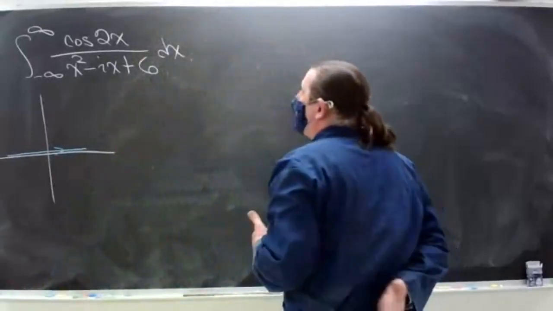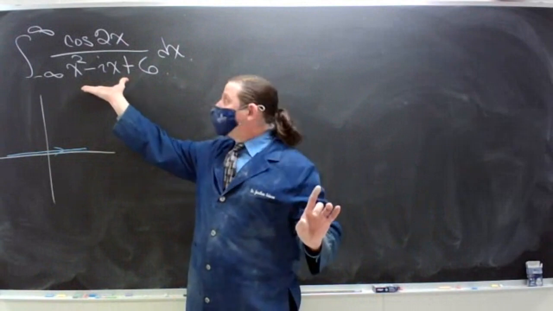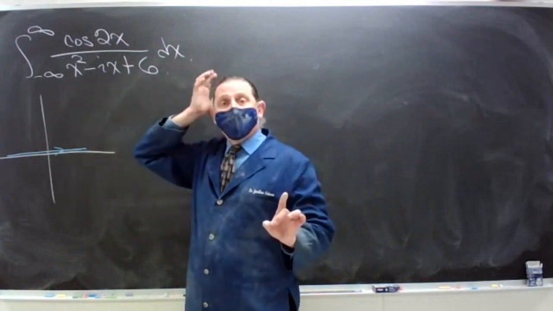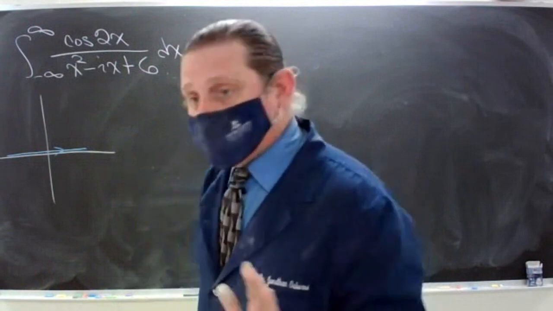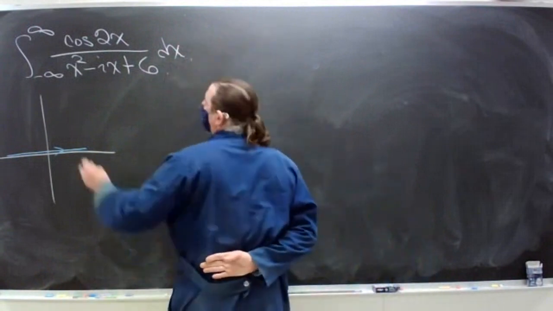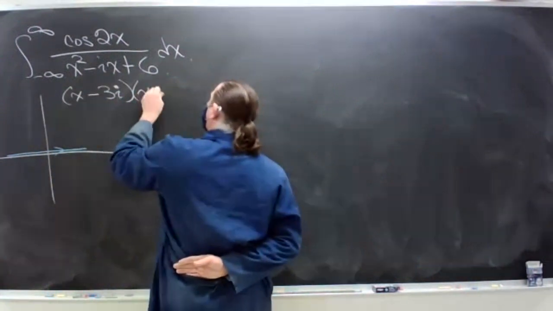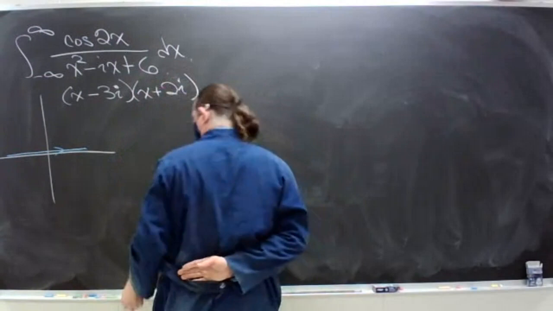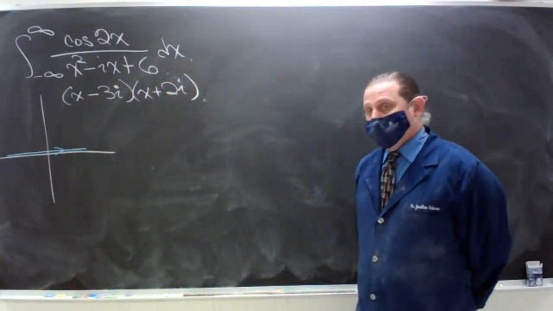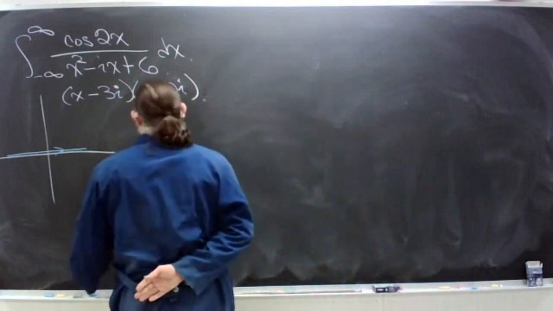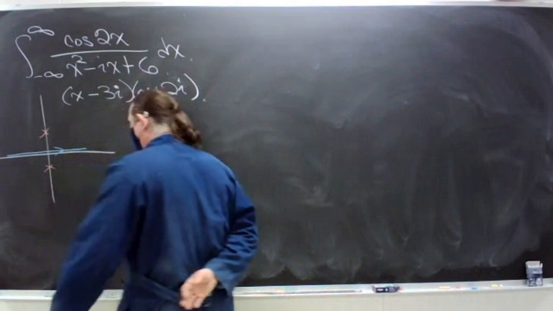Let's suppose that we're asked to determine the value of the integral from negative infinity to infinity of cosine 2x divided by x squared minus ix plus 6. The first thing that I want to do is factor the denominator. I'll get x minus 3i times x plus 2i. So I've got a simple pole at 3i and another at negative 2i.